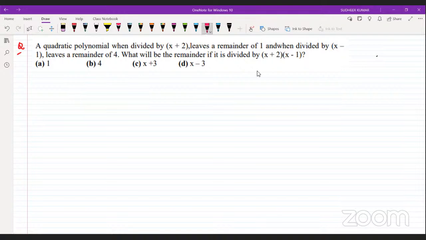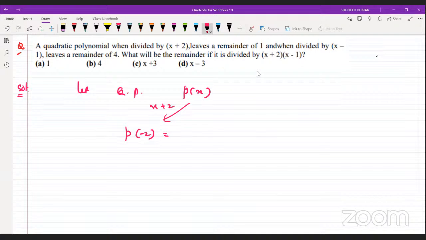So here in this case, what is the quadratic polynomial? We do not know. It's not mentioned. So let the quadratic polynomial be, take it as p of x. When it is divided by x plus 2, the remainder is p of minus 2, which is 1. And when it is divided by x minus 1, the remainder p of 1 is 4. This is what the condition is given.